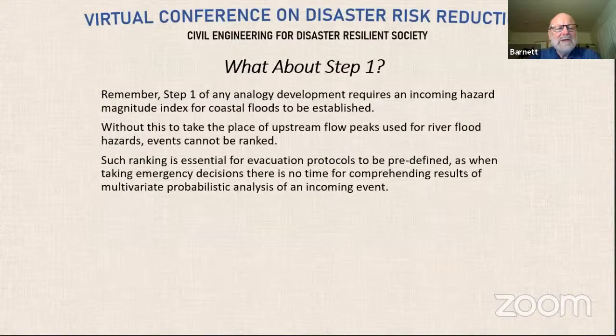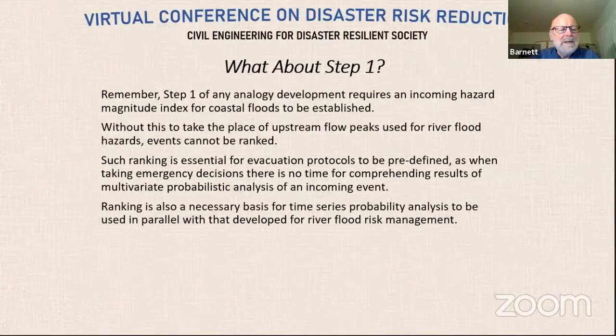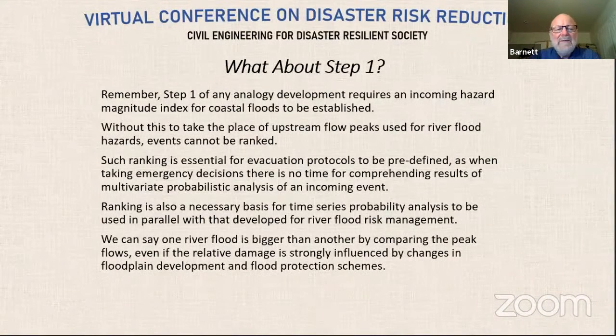We want to rank events for evacuation protocols to be predefined, because when you're in an emergency situation, a flood is coming in perhaps 1 hour from the sea or from up the river. You can't be expecting the emergency managers to be discussing multivariate probabilistic analysis, even if it has been done in advance. The whole thing has to be simplified down to some kind of index, and then you would like to be able to tell the emergency managers that this flood is bigger than the 1955 flood and smaller than the 1998 flood or something like that. And you just want to be able to say bigger or smaller.